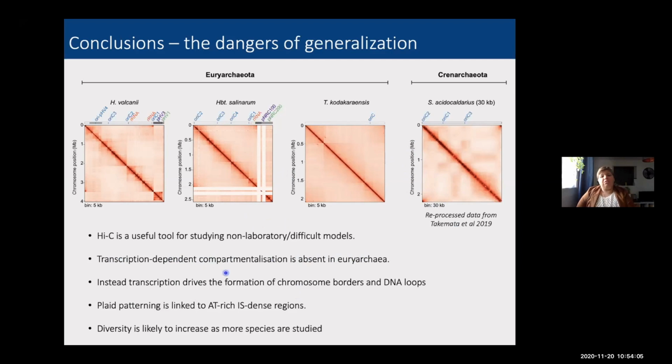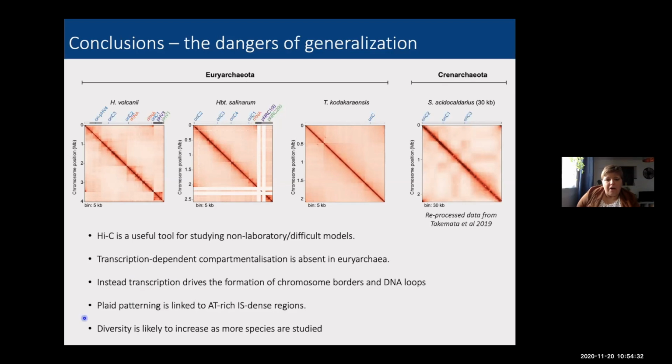But instead, we do see that transcription is driving the formation of these chromosome borders and loops. And so actually, they all have the same players. Like they have the SMC-like protein in the Crenarchaea, and we have SMC in these organisms, and we have transcription that's driving structures, but they're doing different jobs. And so that's again reflective of the entire bacteria and eukaryotes as well. We see the same players, but we see different structures because of it.